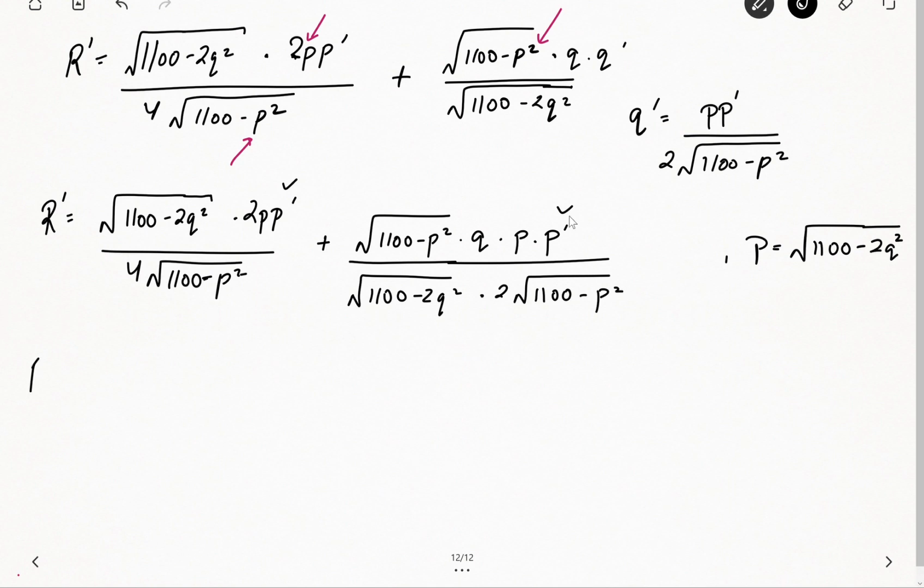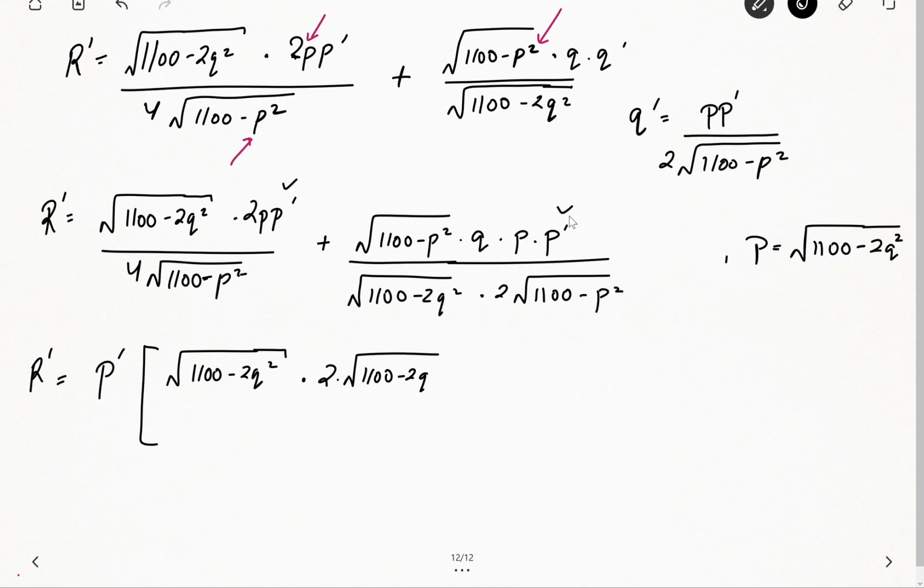So now your r prime will look like, I'm going to factor the p prime already. (1100 minus 2q squared) times 2p. So that p will just be that term, 2 times square root of 1100 minus 2q squared. And you will see, because they're being multiplied, you can simplify them further. But let's just put the whole thing down first.